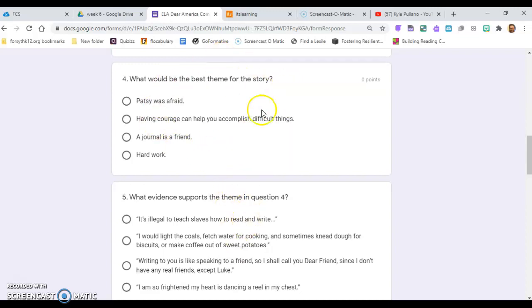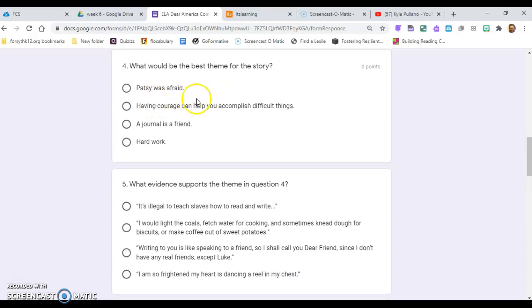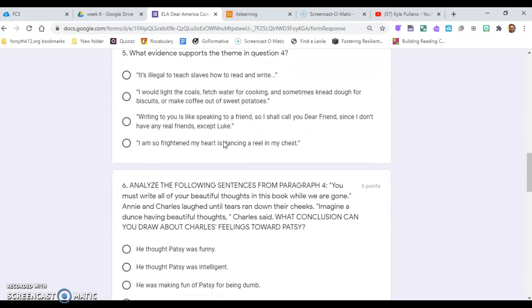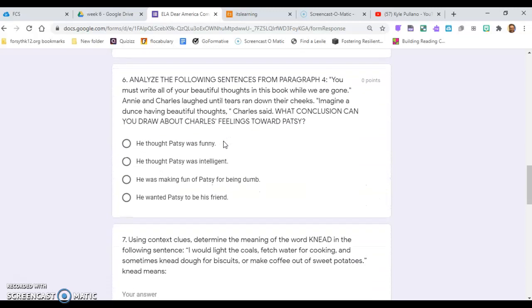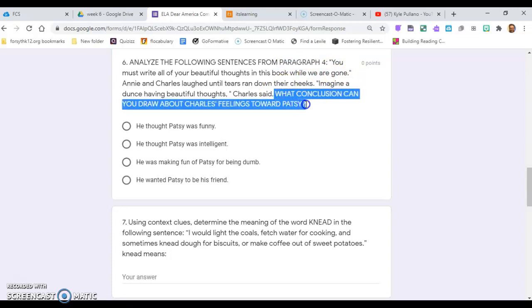But this is super important for you to think about a lesson from the text that the character learns that maybe could also apply to our lives, and then what here goes with that theme, depending on what you choose. So you will do question 4 and 5, they're grouped together. Question 6 says, analyze the following sentences from paragraph 4. And then they give you a couple sentences. And then it says, what conclusion can you draw about Charles's feelings towards Patsy?